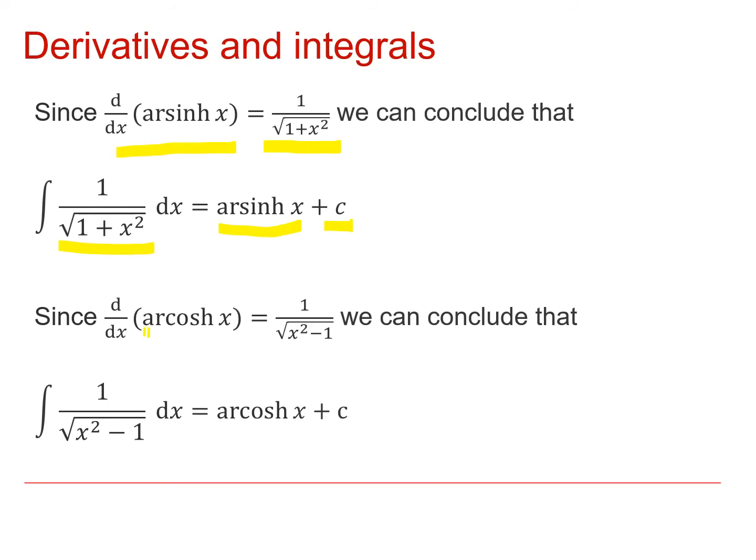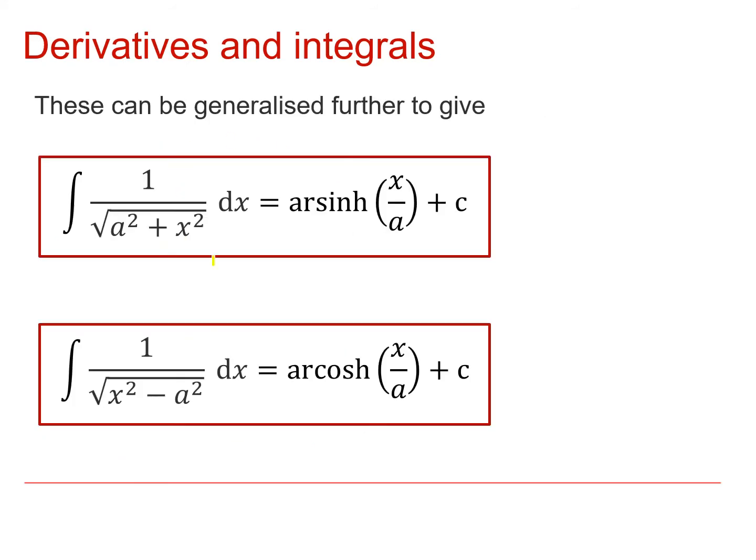Similarly, for arcosh x, we found this was its derivative, and therefore if we integrate this, 1 over the square root of x squared minus 1, we'll get arcosh x, and again, plus a constant if we've got an indefinite integral. And so we can generalize those further. So we get this integral for 1 over the square root of a squared plus x squared. It's just arsinh x over a plus some constant.